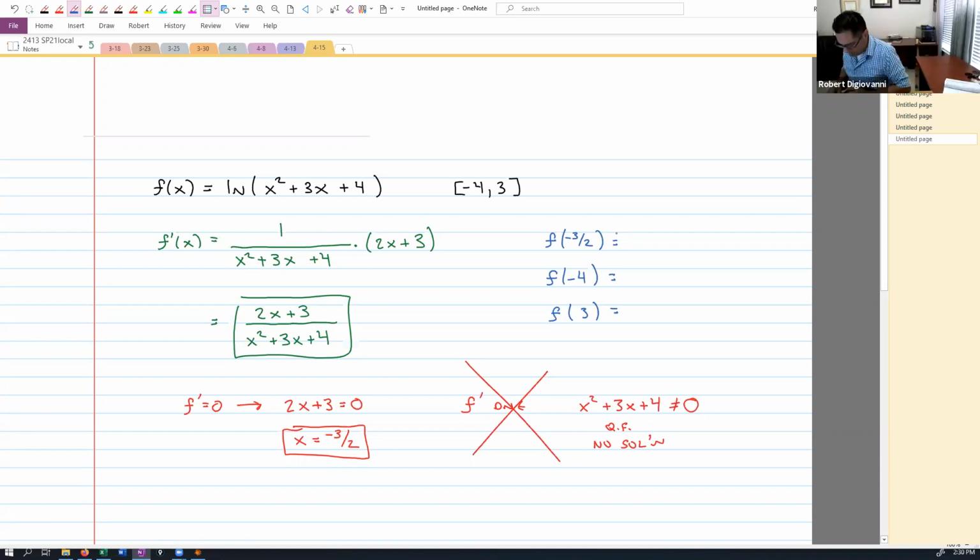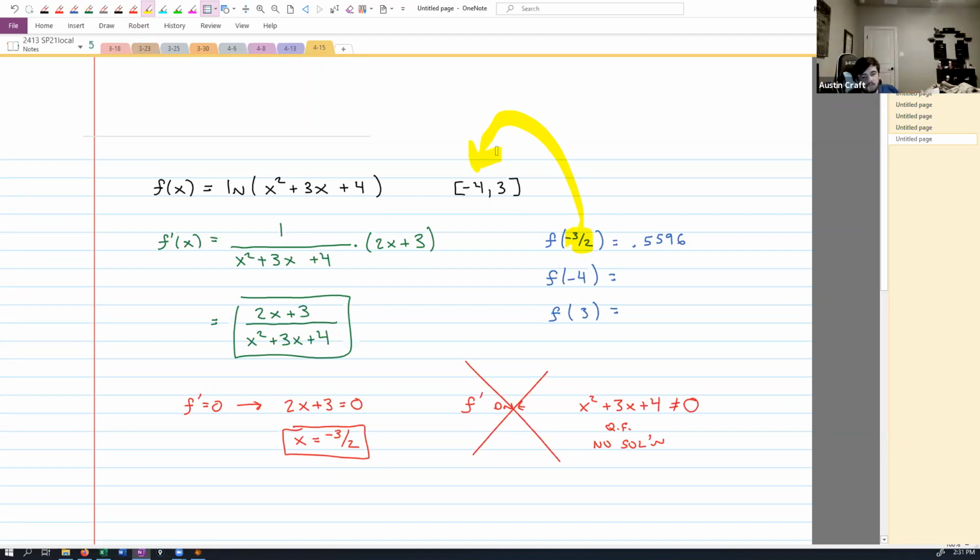Okay, here we go. When I plug in 3/2, which is the same as 1.5, I'm sorry, negative 1.5, I get 0.5596. By the way, I didn't ask this and I almost screwed it up again. Is this point in here? Yes. Well, those are the endpoints. I don't need to check those. Okay. So I get that.